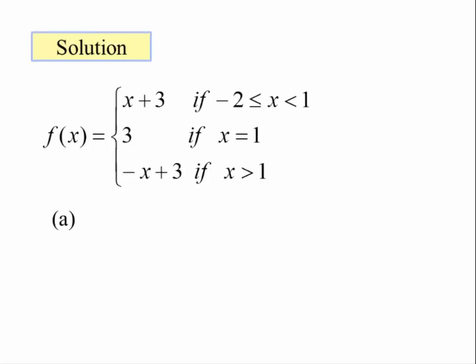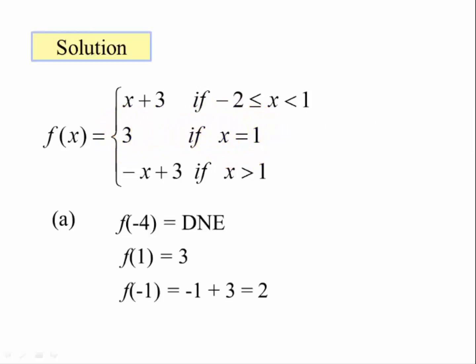Let's look at A. F of -4. Well, if we look here, this function is only defined when x is greater than or equal to -2. This is smaller than -2. We say that the value does not exist. This is undefined. F of 1 is 3. We see that here. So when x is equal to 1, we use a 3.